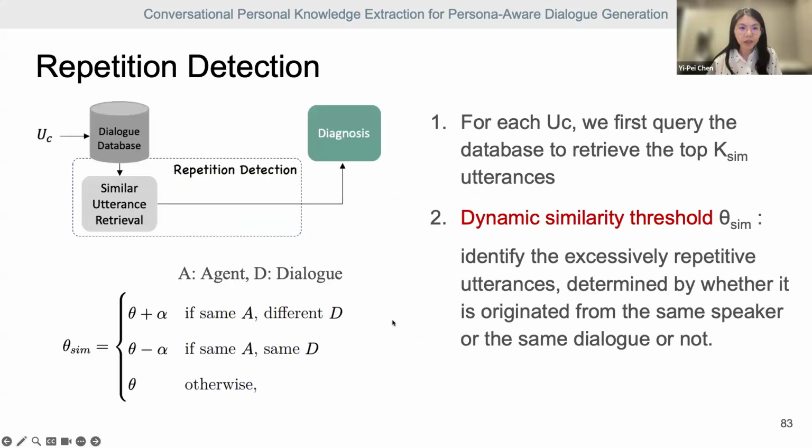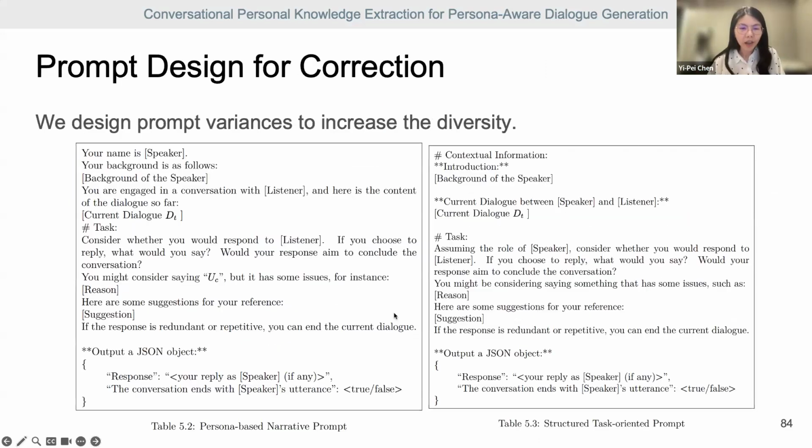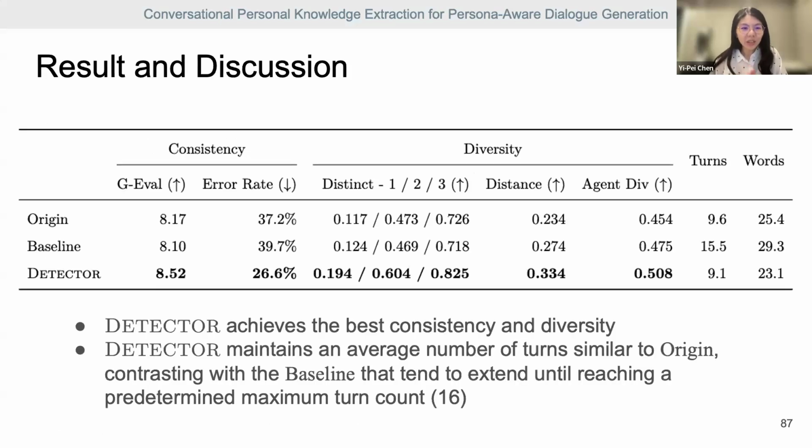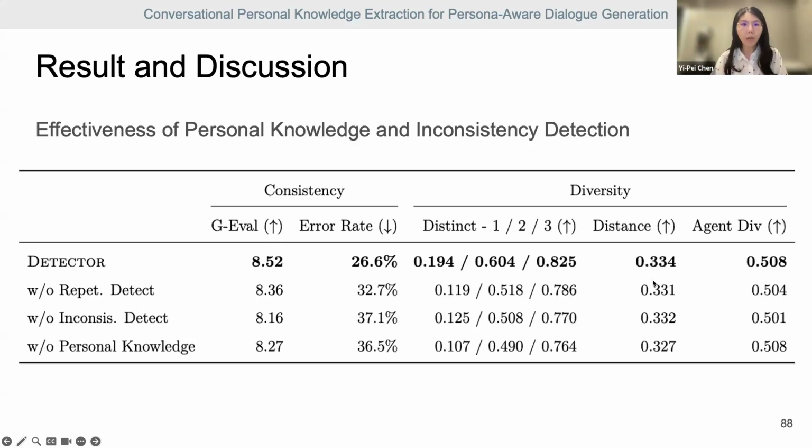For the repetition detection, we decide a dynamic similarity threshold. And we also design different prompts for the correction module. Okay, so this is the result. We compare with the baseline without our detection and correction framework, and compare with the original log from the datasets. And we show that we reduce the error rate of consistency, and we enhance the diversity scores by a large margin. And here is the evaluation studies of each module.